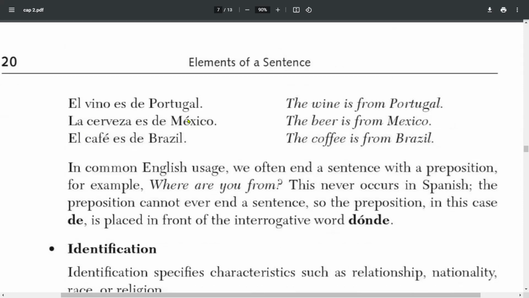Remember the tildes, these marks show that you have to emphasize that syllable. El café es de Brasil.